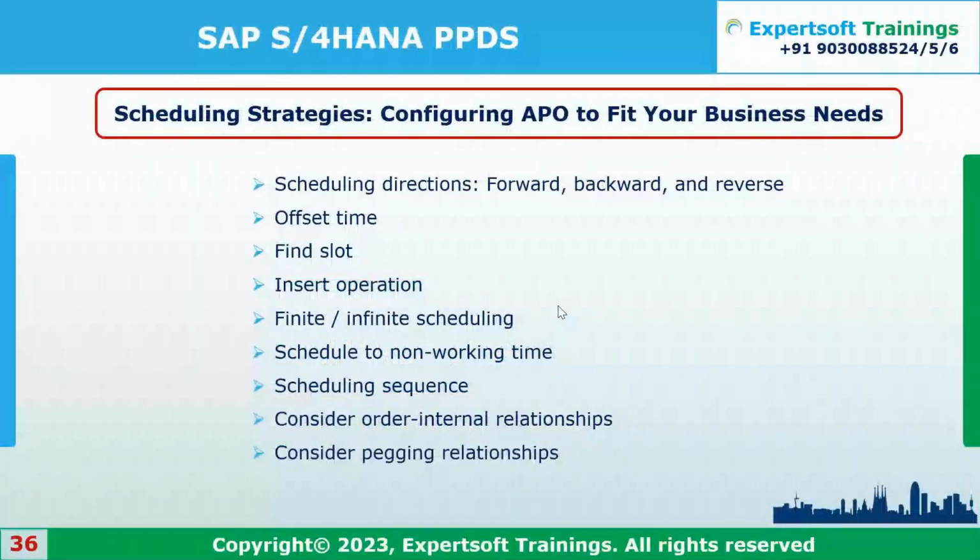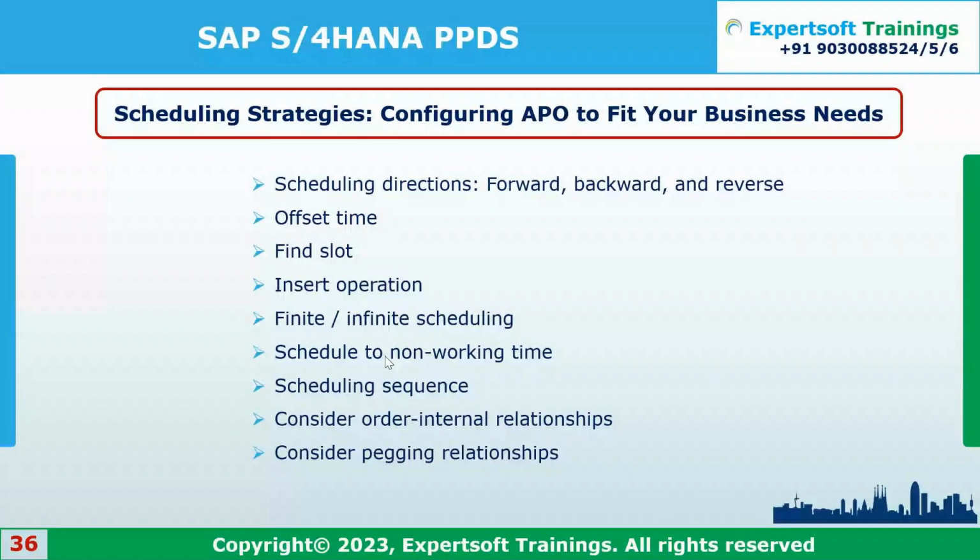This is the overall scenario: strategy, scheduling, offset time, find a slot, insert operation, finite, infinite, and sequencing and pegging. All of these give excellent results for the planner using PPDS. I will explain everything in a detailed way, with the different cases.